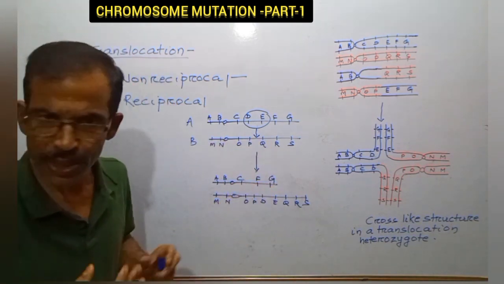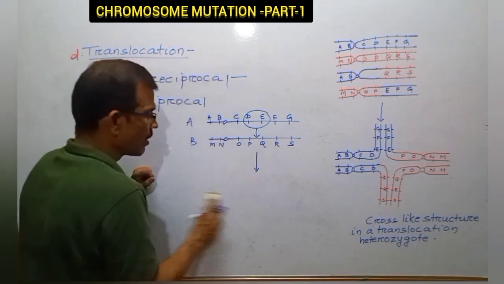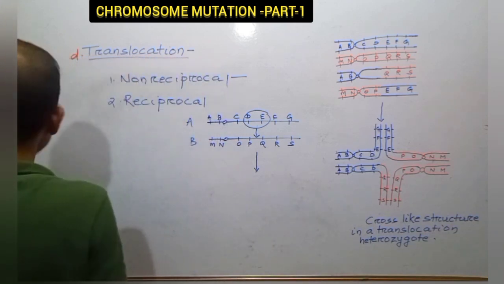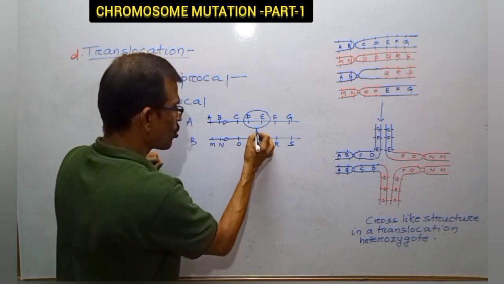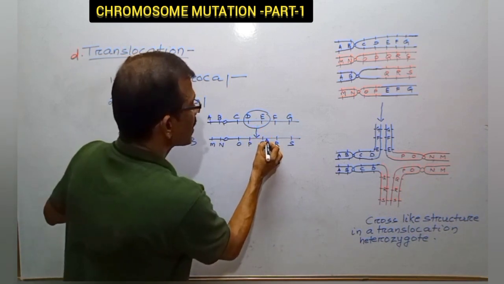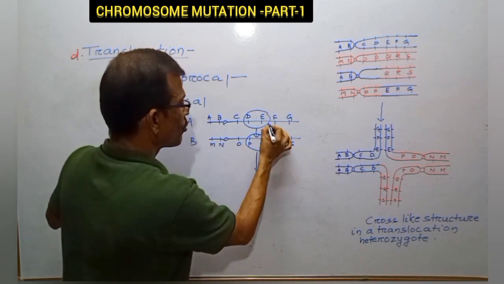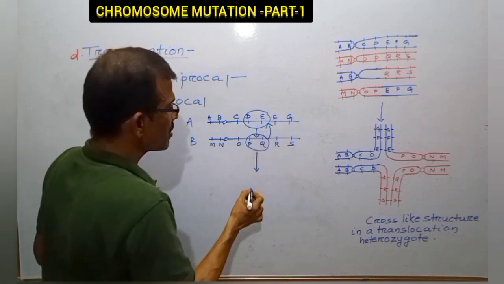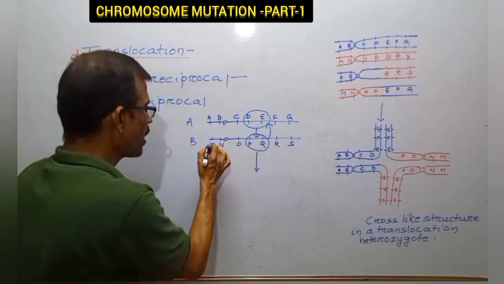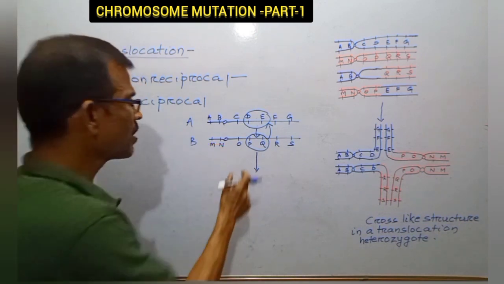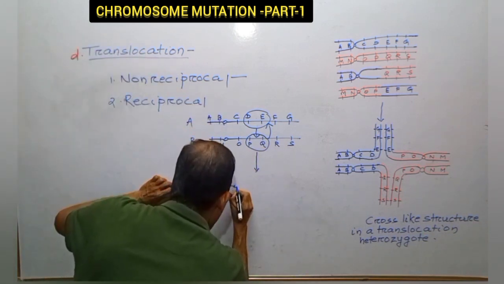In case of reciprocal translocation, the transfer of genetic material is reciprocal. For example, the segment DE is transferred from chromosome A to B, and the segment PQ is transferred from chromosome B to chromosome A. So there is a two-way transfer of genetic material between chromosome A and B. Because of this reciprocal transfer, the resulting chromosomes will be like this.